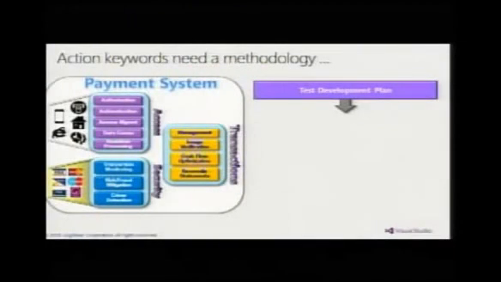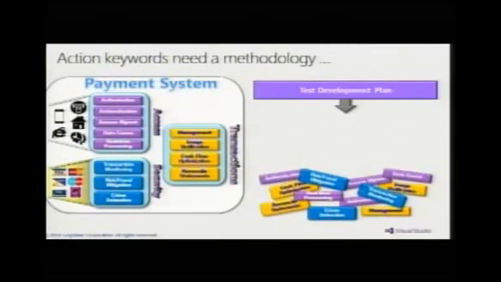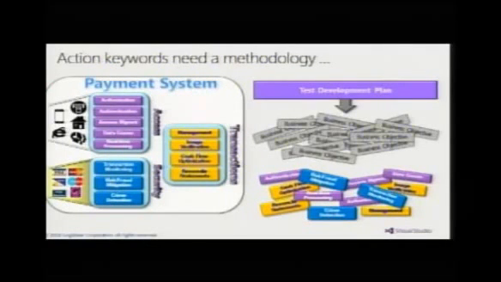But action words need a methodology. So actions and keywords are a great foundation for defining the operation of tests. So here we have a payment system. If we did a bottom-up approach with just those actions but without any organization, we still end up with a big bucket of tests to do, and even if we try to apply objectives to that, it's still a large job to manage.